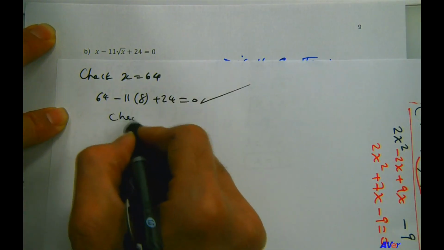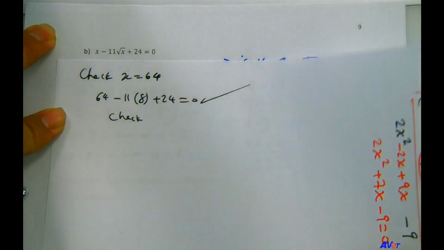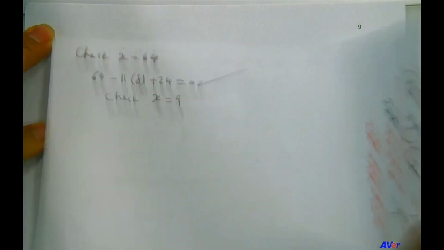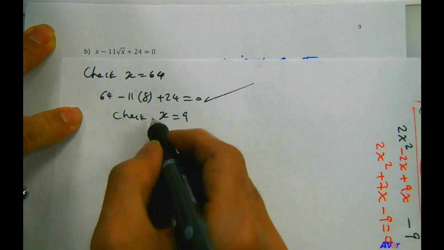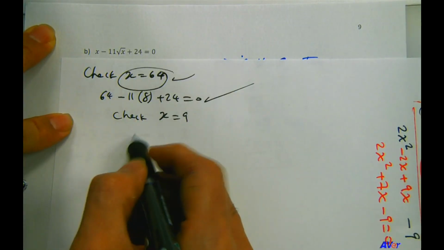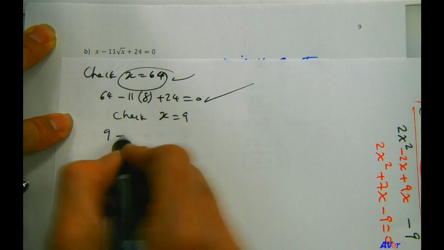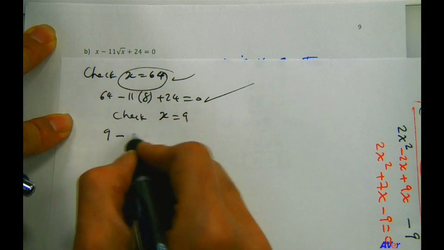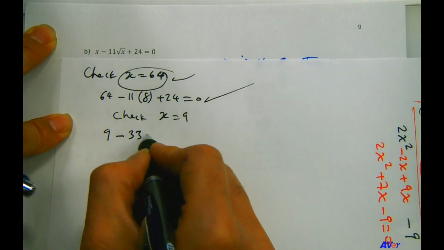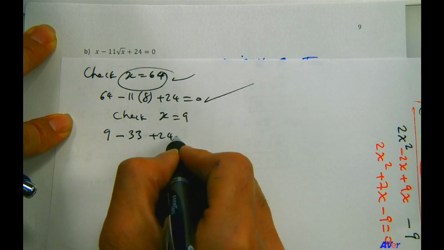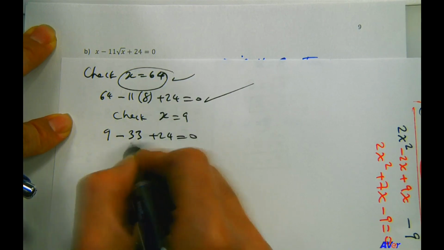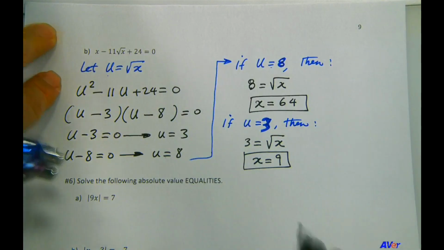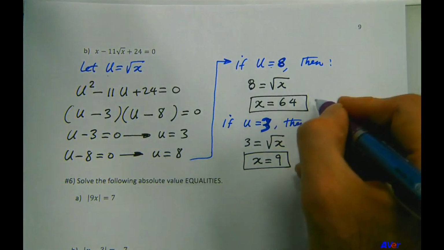So check x equals 9, right? It was 9, right? Yes, x equals 9. So x equals 64 worked. Plugging in 9, we have square root of 9 is 3. 3 times minus 11 is minus 33 plus 24. Is that equal to 0? Yes. So in both cases, it checked out. So we checked.